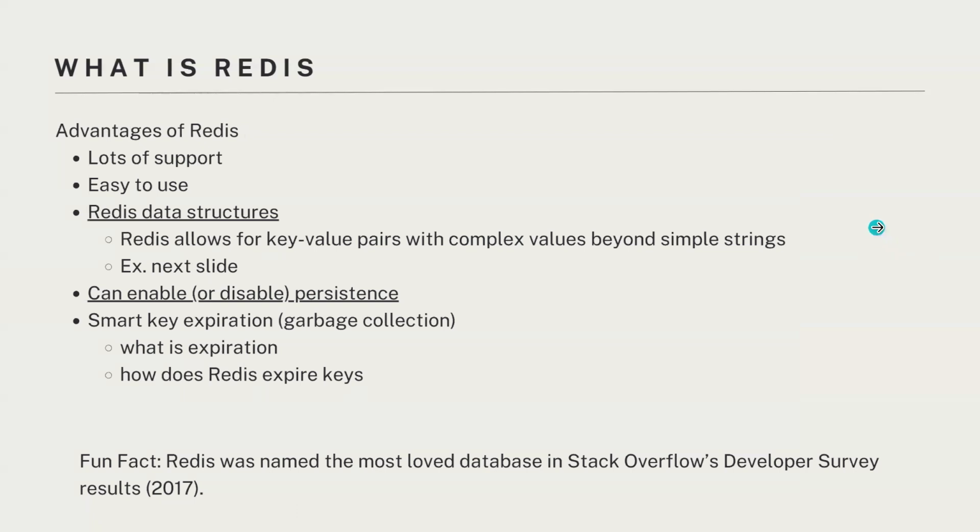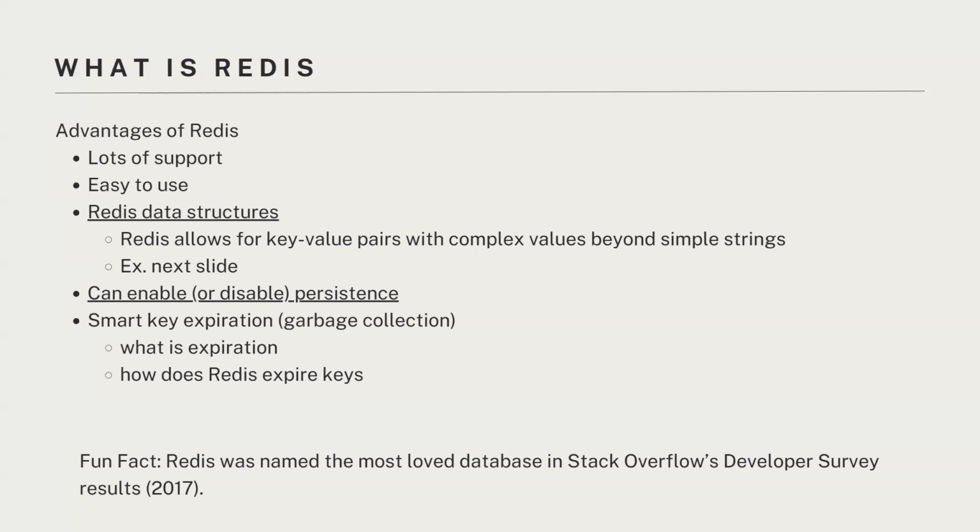So some advantages: there are different options with caching out there. I think the other most popular one besides Redis is Memcache. But some advantages of Redis specifically is that it has a lot of support. There's a big community behind it, lots of documentation. I think the Redis documentation is really good and easy to follow, and it's pretty well maintained. It's easy to use in your code or your application.